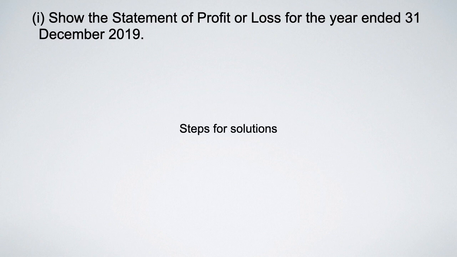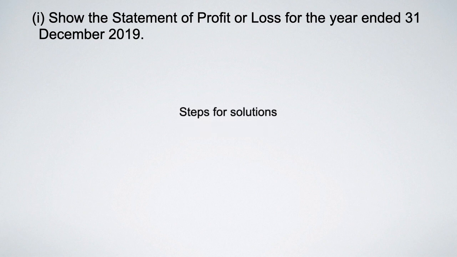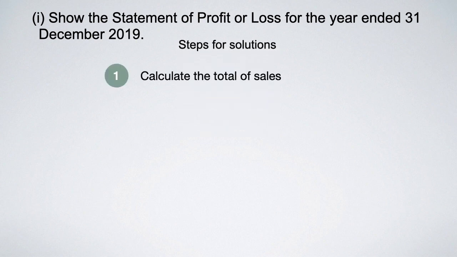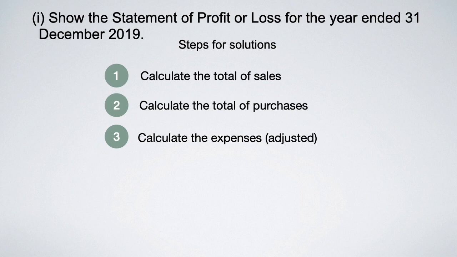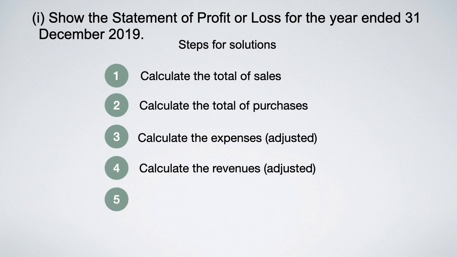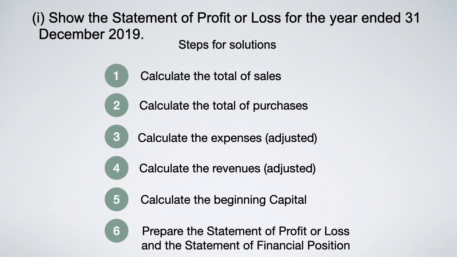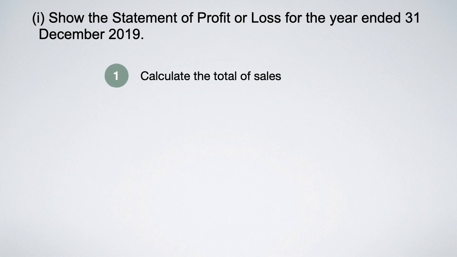Sebabkan kaedah ni dia macam banyak sangat cara, so saya tunjuk you beberapa step yang kita perlu lakukan. Pertama, the first step, you have to calculate the total sales. The second step, you have to calculate the total of purchases. The third step, you have to calculate all the expenses related, including the adjusted information, and for revenues also, and you have to calculate the beginning capital, and then you can prepare the statement of profit or loss, and then next the statement of financial position. Okay, panjang ceritanya kan.